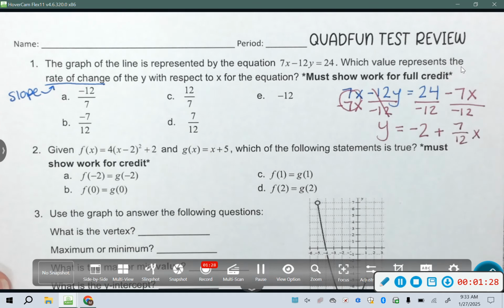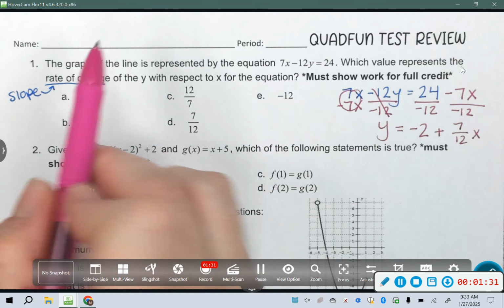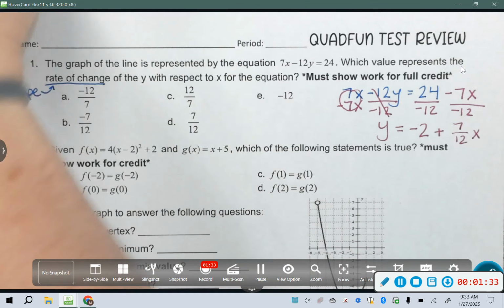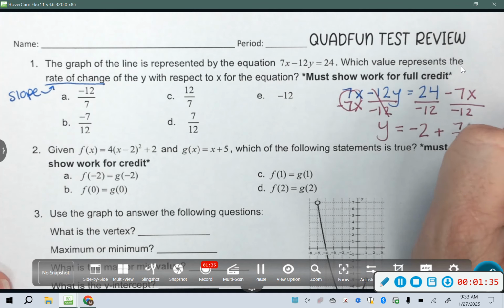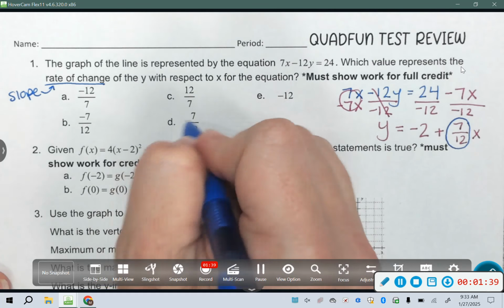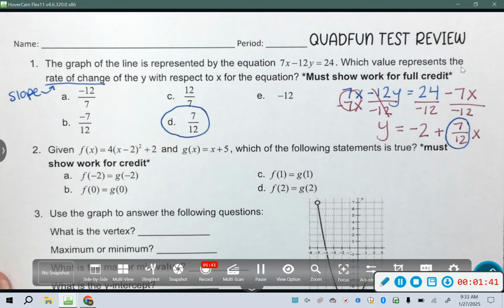Don't forget my x. So here's this. But remember, it only wants my slope. And we need to remember that slope, when y is by itself, is what's touching x. So it's positive 7 over 12, which is D.